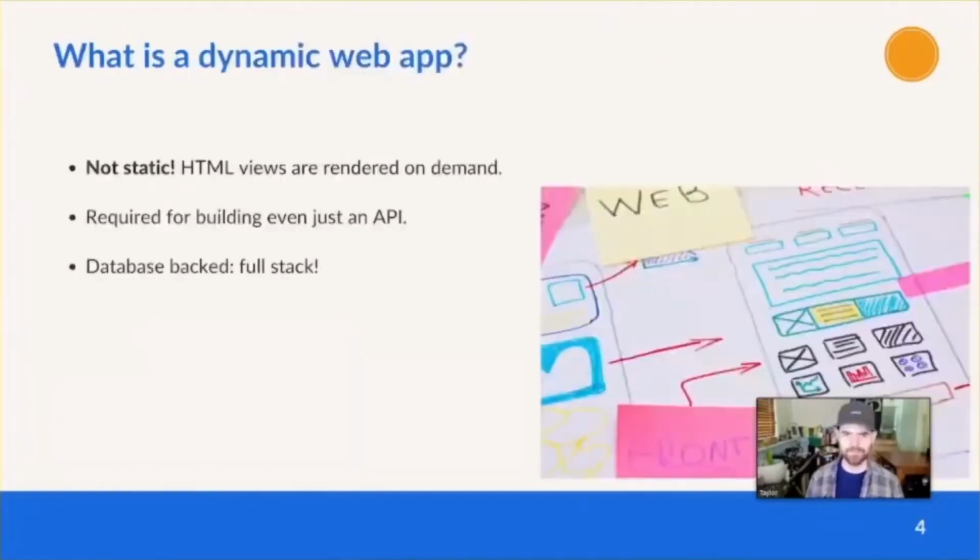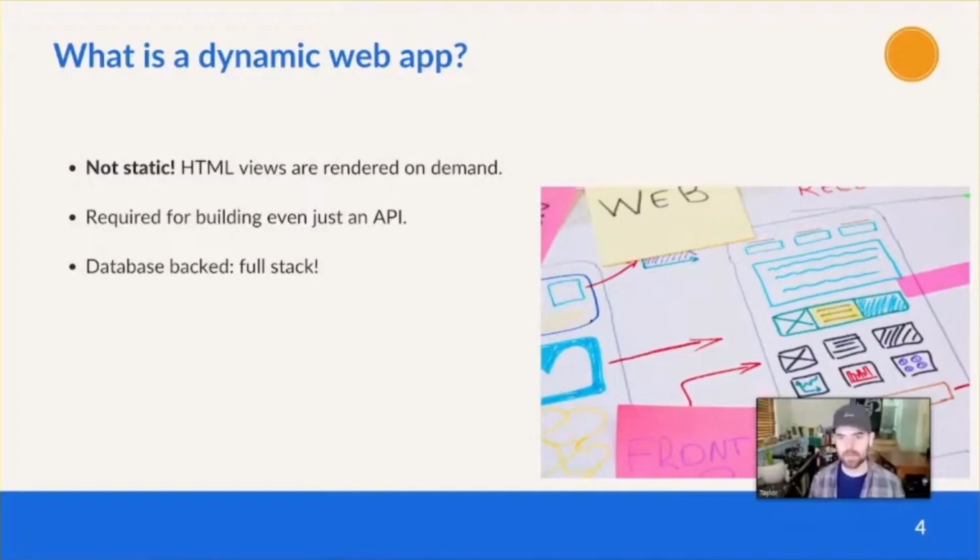So first, that definition. So what is a dynamic web application? Well, it's not static, first of all. HTML views are rendered on demand given the state from a database. So it's a full stack application, all the way from the data persistence layer to the presentation layer on the front. If you're building an API, that's a dynamic web application.